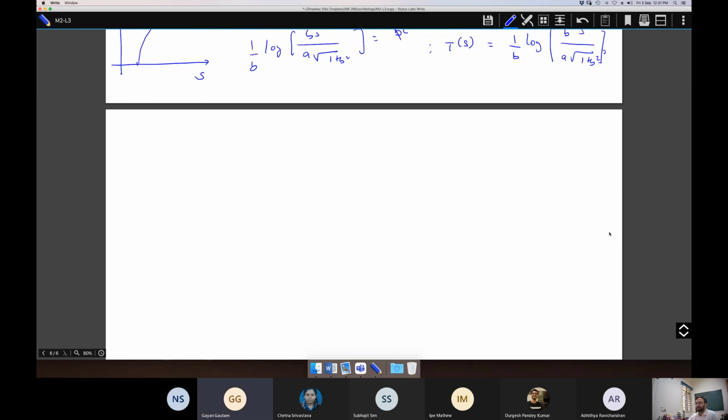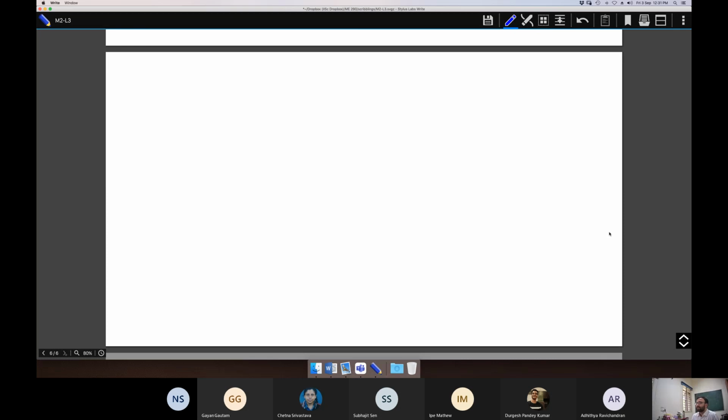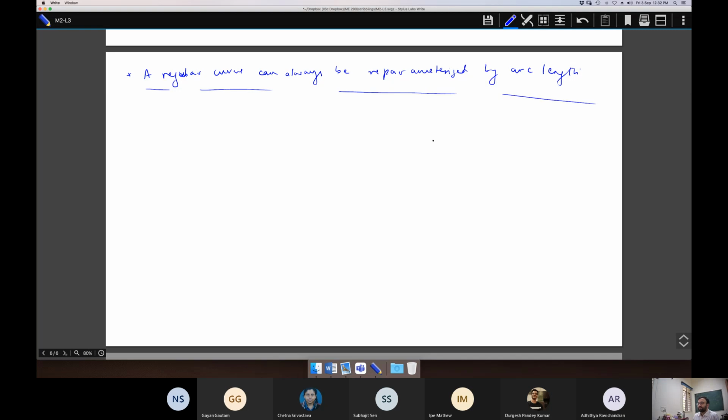No, sir. Okay. So the reason I did this example is because of this fact, a regular curve can always be reparameterized by arc length. What do you think this means? We will use this extensively. What do you think this means?